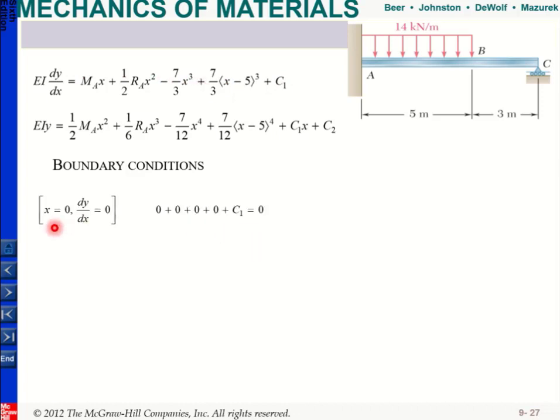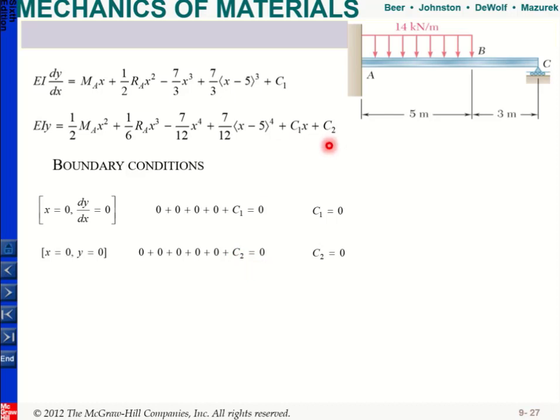For example, here we know that when x is equal to 0, our slope is 0. So if you plug it there, you will find that your C1 is equal to 0. So our first constant will be equal to 0. And then I can use the second boundary condition. I know that at this point my y is equal to 0. So when x is equal to 0, my y is equal to 0. Now I will use this equation. Just put x is equal to 0 and you end up with C2 is equal to 0. Okay, so I got my C1, C2.